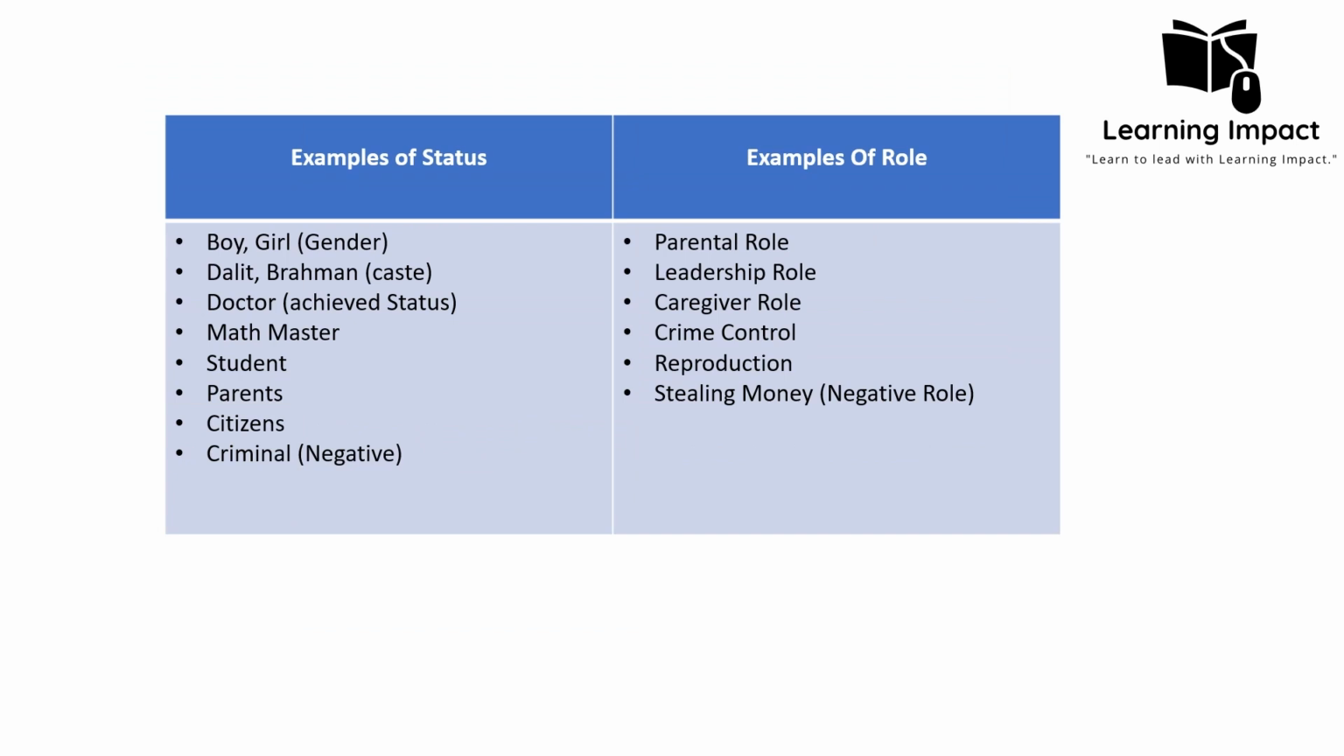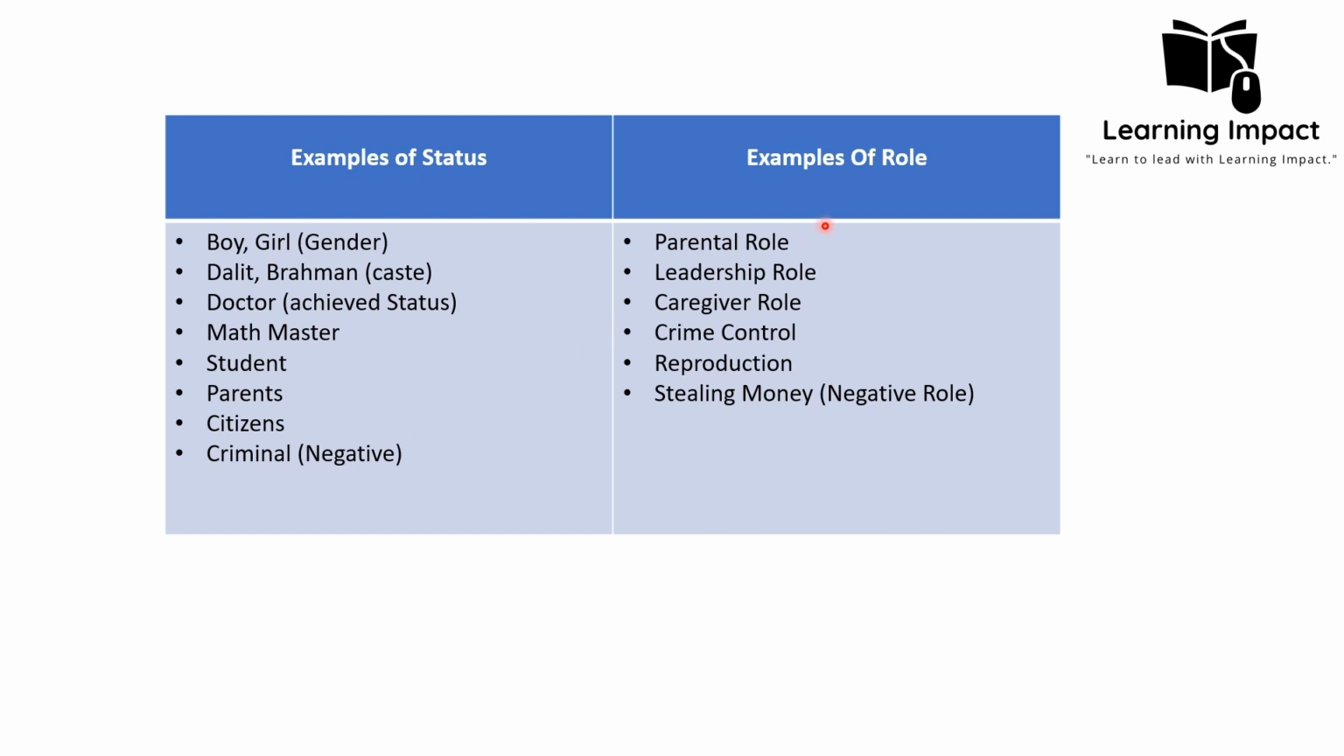Okay, then examples of status and role. For example, because of gender, a person can acquire a status which is boy or girl. Caste system, for example, it may be a Dalit, Brahman or any other caste. Achieved status is what a person gets after hard work, so maybe a doctor, math master. A person may have the status of student. If someone has got married, parent is their status. Citizen is also a status. Criminal, so the status can also be negative. For example, if someone is a murderer, it is his negative status in the society.